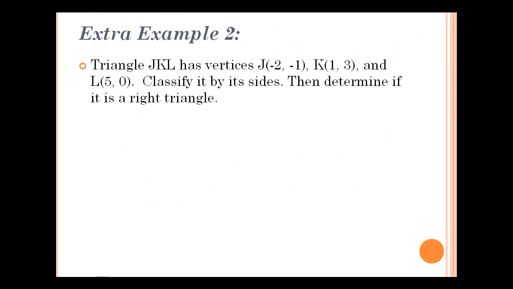Let's look at our next problem here, our extra example. So you need to go through this. It says triangle JKL has vertices J(-2, -1), K(1, 3), and L(5, 0). Classify it by its side lengths and then determine if it's a right triangle. So pause the video, go through and find all the side lengths so you can decide what it is based on side lengths. And then also find the slopes.